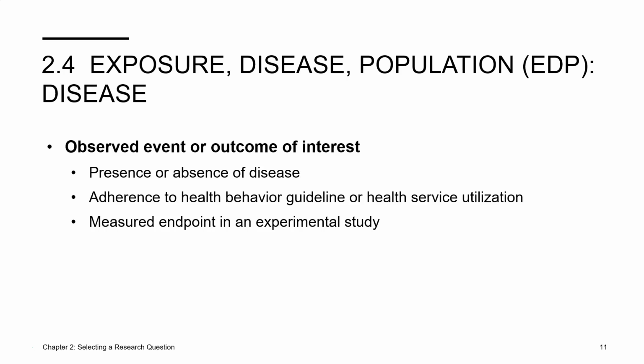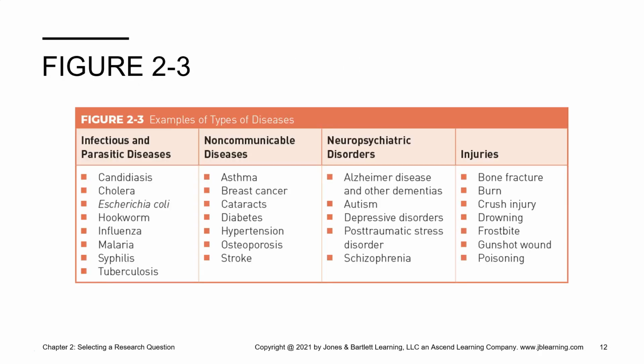If you're comparing a control group to an experimental group, say you gave someone a certain medication and you compare that to a placebo, or you compare that to a previous medication, then the outcome at the end is the disease in this formula. Figure 2.3 goes over examples of types of diseases. Some would be the infectious and parasitic diseases. There are also non-communicable diseases, which are more of the chronic diseases, neuropsychiatric disorders, and injuries.